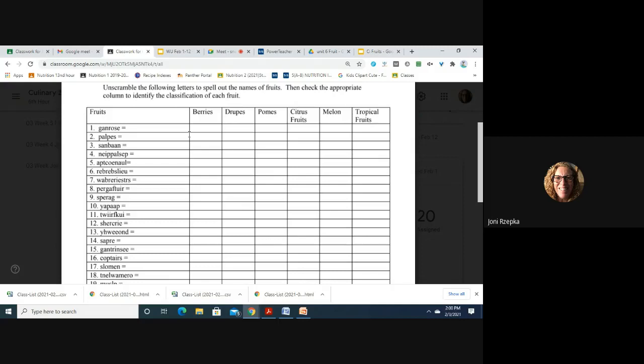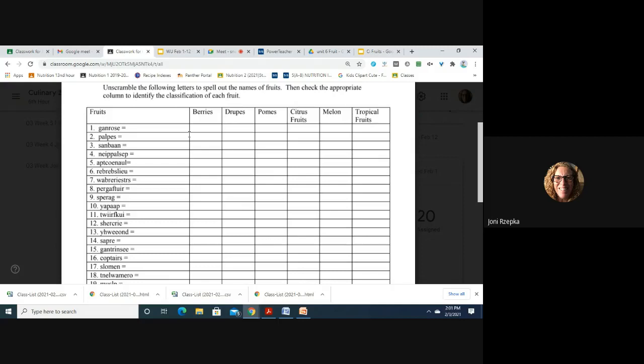Nope, it's not tropical, because you can get oranges in Florida. I'm pretty sure it's citrus fruits. Yeah, citrus. There you go. Okay, so citrus fruits. So, what do you think about number 2?